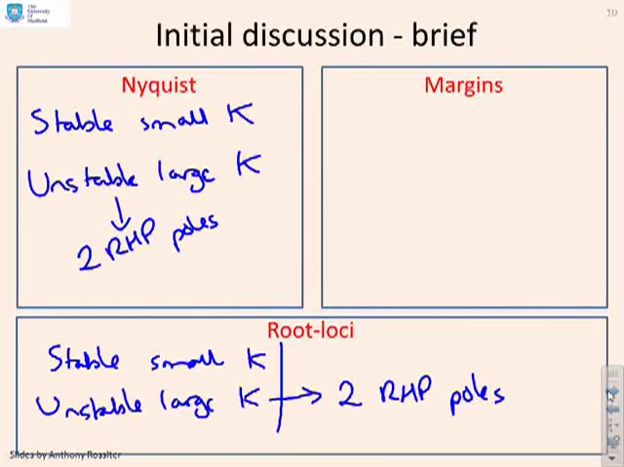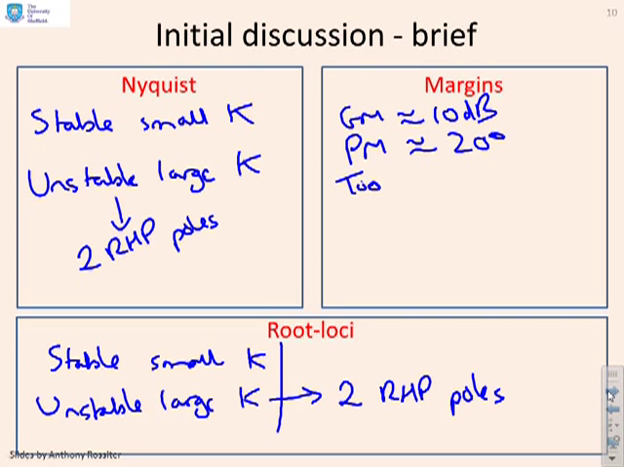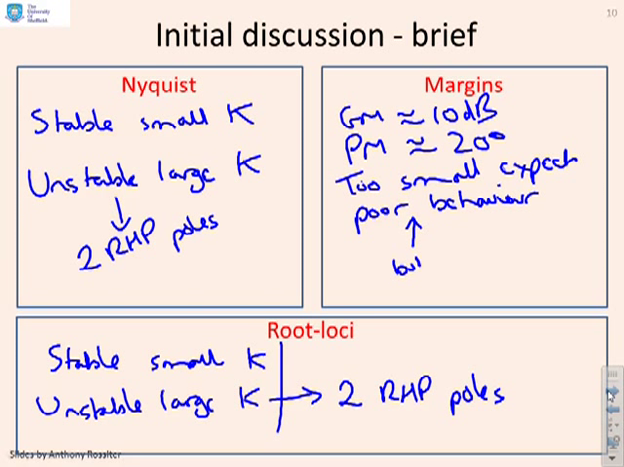So let's go back. So in terms of margins, we've said the gain margin is approximately 10 decibels. The phase margin is approximately 20 degrees. So in particular, this is too small, so you expect poor behavior. Okay? But because the phase margin is positive, poor, but stable behavior. So that's our basic analysis of what we've done so far.